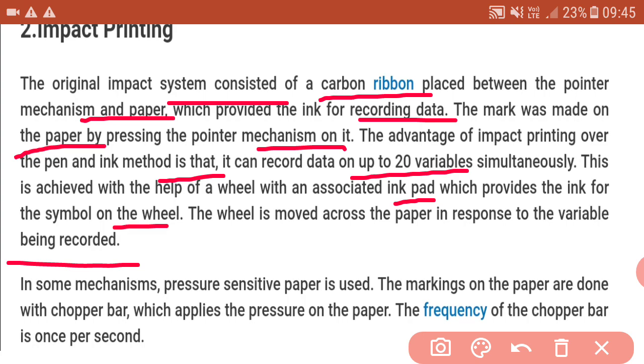In some mechanisms, pressure sensitive paper is used. The marking on the paper is done with a chopper bar, which applies the pressure on the paper. The frequency of the chopper bar is once per second. So this is the impact printing.